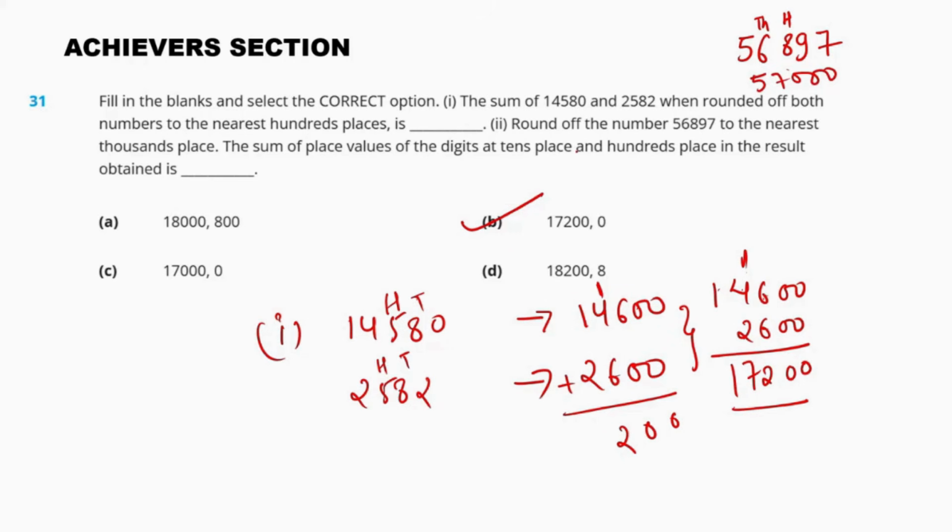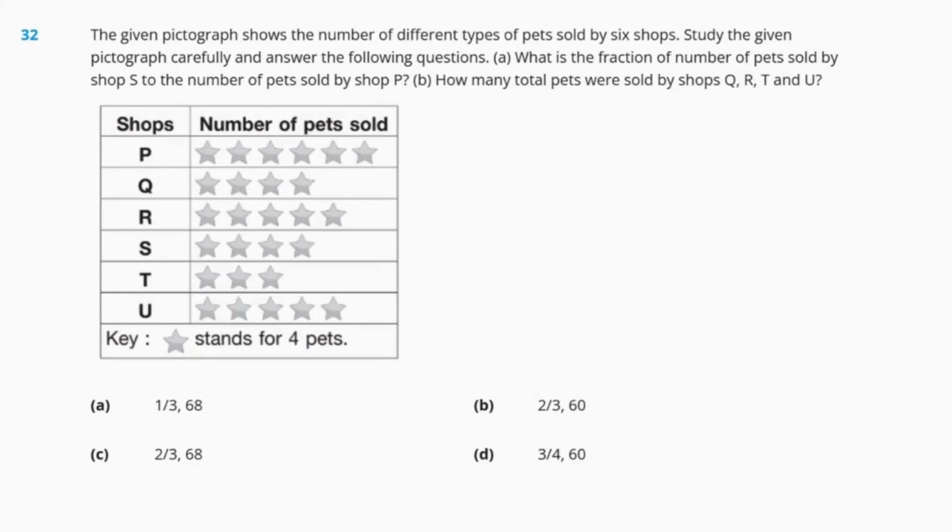Okay, so the question is that the sum of place values of the digits at tens place and hundreds place, what is the result of that? So at hundreds place it is 0, and on tens place also it is 0. So 0 plus 0 will be 0. So we have matched our answer for the second part also. Now next question is question number 32. The given pictograph shows the number of different types of pets sold by 6 shops. Study the given pictograph carefully and answer the following questions.